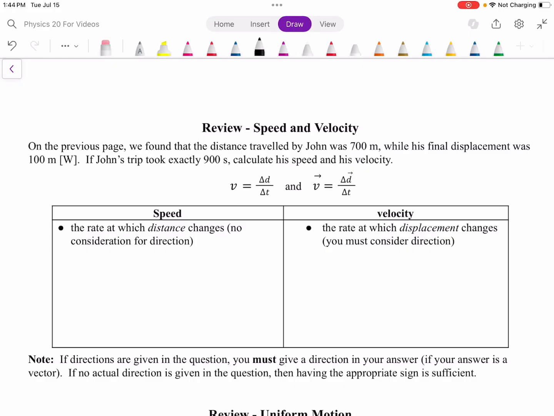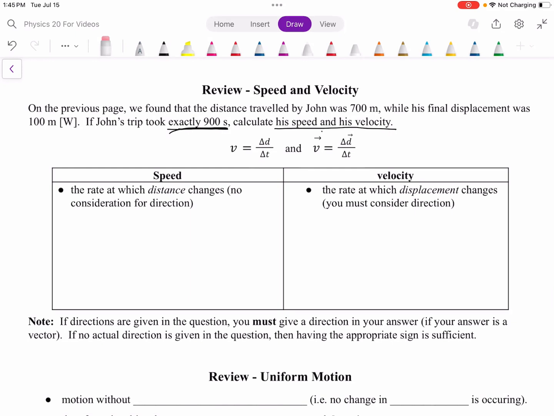So to apply these formulas here, they've asked us if we found that the total distance traveled by John was 700 meters and his total displacement, or his final displacement, was 100 meters to the west, and then they're telling us that the total trip took exactly 900 seconds, so they want us to calculate his average speed and velocity during that trip, right? Well, all we need to know is how much did his distance change by and how long did it take to get the speed? And for velocity, how much does its displacement change by? And how long did it take to get the average velocity, right? So we can calculate both of these because we have the distance and displacement, and we now have the time that it took, which was 900 seconds.